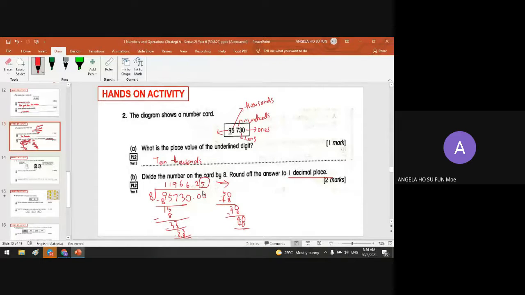So if yes, what is the number? If no, what is the number? Anyone wants to try out this one? Give me the answer in 1 decimal place. Eva, can you give me now what is the number? What is your answer for 1 decimal place?